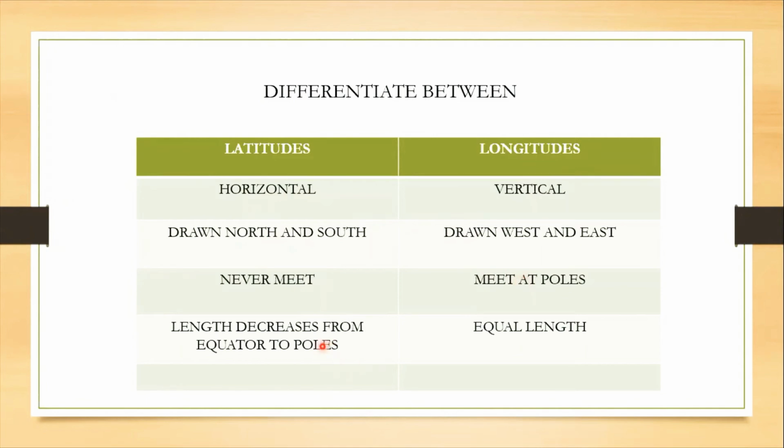Now the length decreases from the equator to the poles. How? The length you have studied, from the equator to the North Pole or South Pole, the distance of the place is decreasing. But here you can see in the longitude they are equal.